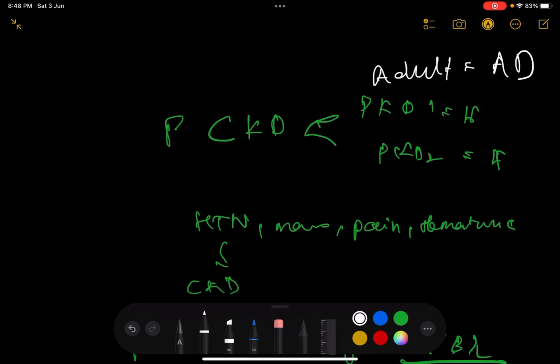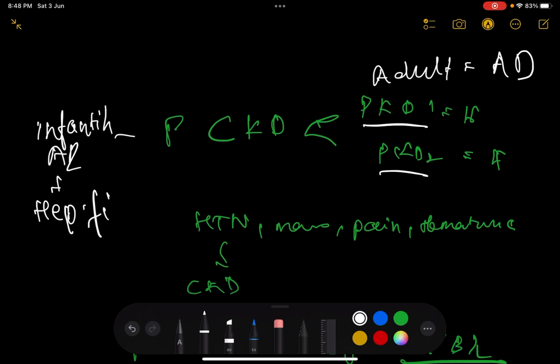And they are of two variants. Obviously, one is PKD1 and the other is PKD2. Also, we could talk about infantile PKD, or polycystic kidney disease. But for the infantile, you should remember that it is autosomal recessive, shows hepatic fibrosis, and is usually incompatible with life.